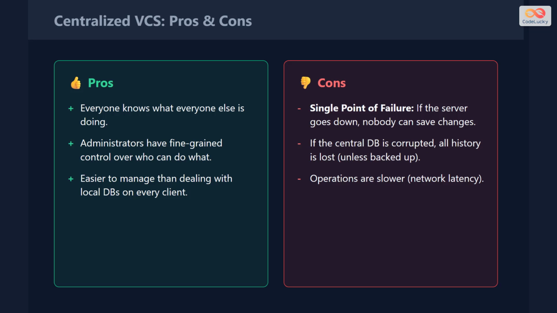Centralized systems offer more control. Everyone knows what everyone else is doing, and administrators can easily manage permissions. However, the single point of failure is still a major issue. If that central server goes down for an hour, then for that hour, nobody can collaborate or save version changes. If the central database becomes corrupted and is not backed up, you lose the entire history of the project.